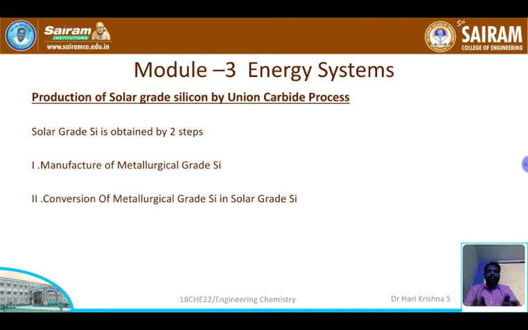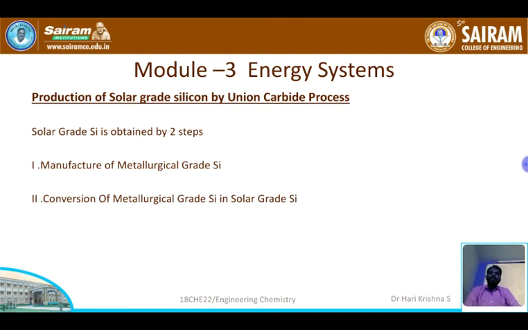So we are going to synthesize a silicon which has impurities lesser than metallurgical grade silicon and greater than semiconductor grade silicon, and that type of silicon is called solar grade silicon. So let us see what the process is.